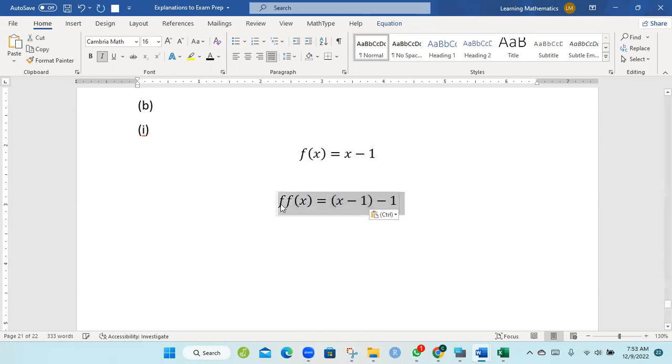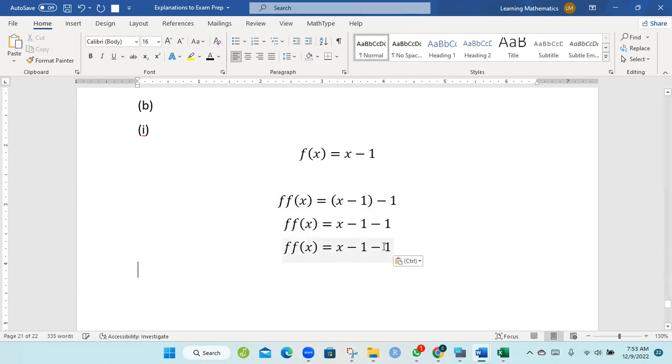So now all we have to do is to simplify. That's x minus 1 minus 1. And minus 1 minus 1 is minus 2. That's 1 to the left and another 1 to the left. So that's 2 to the left. So f of f is x minus 2.